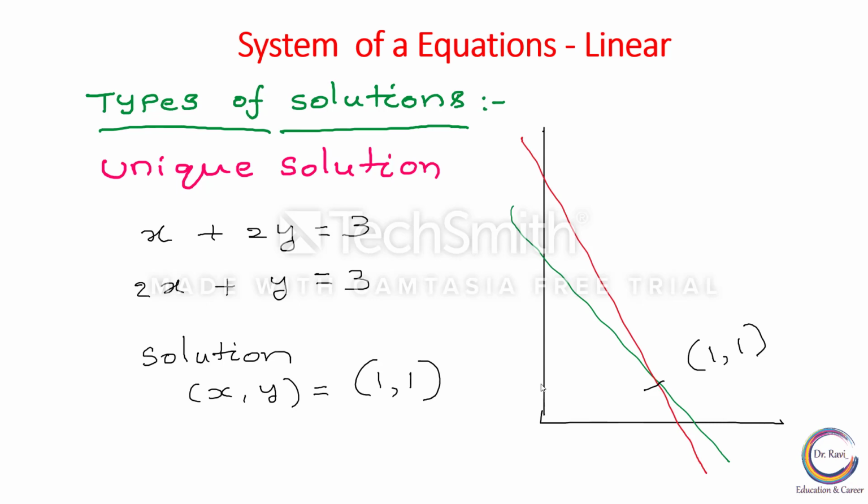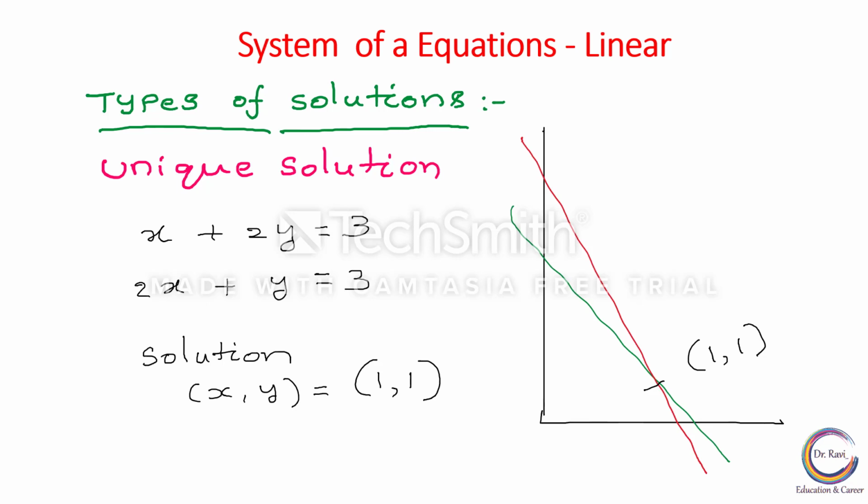Now if we represent it graphically, the first equation is a straight line, and the second equation is also a straight line. Then we observe there exists only one point at which both the lines intersect. That point is (1, 1).